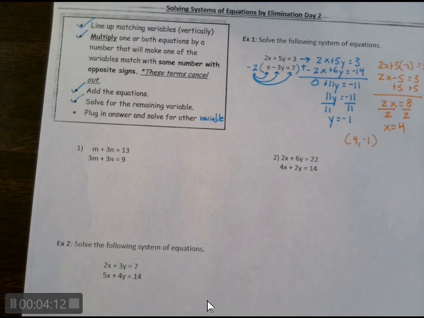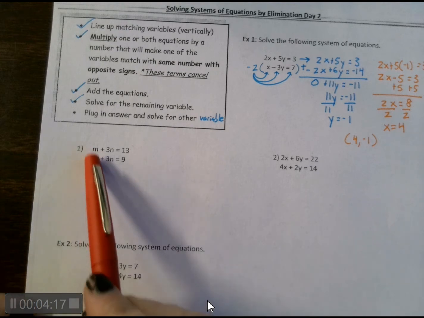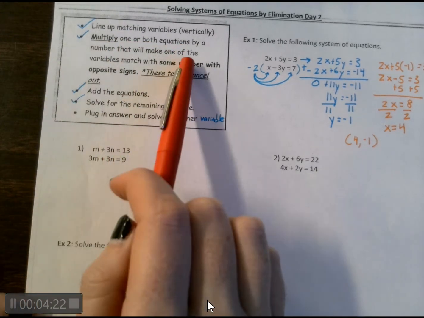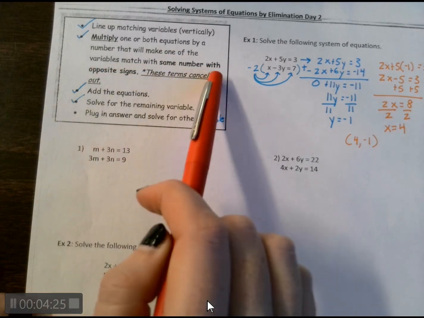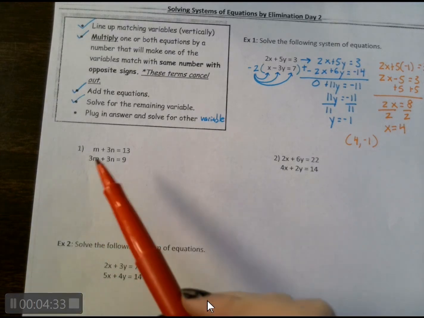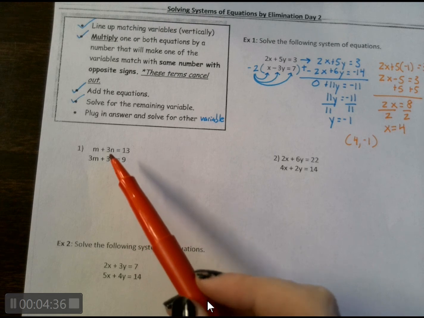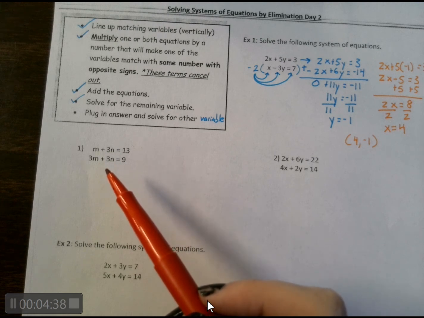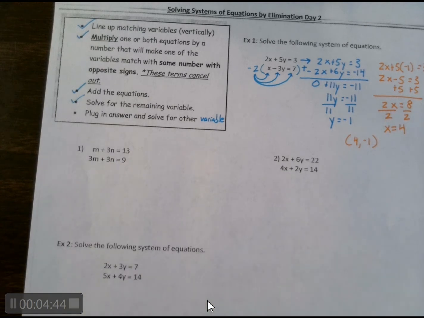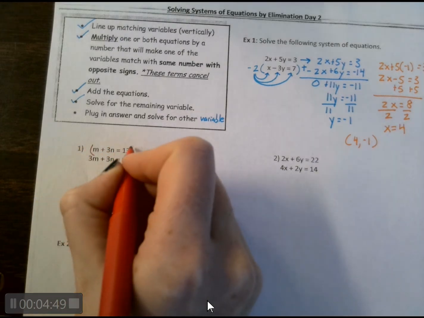If we take a look at number 1, make sure that your variables are lined up, so we have m, n, and n, okay? Multiply one or both equations by a number that will make one of the variables match with the same number with opposite signs, okay? So let's do the easier one now, okay? Because look, we have n and n with the exact same numbers, okay? So we need to make one of them negative. So which one do y'all want to multiply by? Let's do the first one this time.